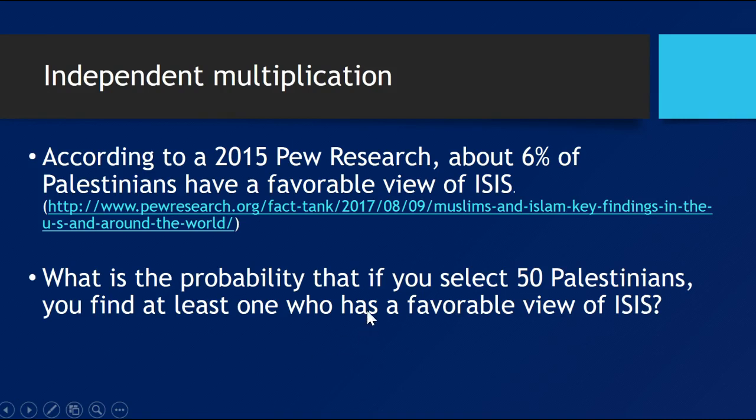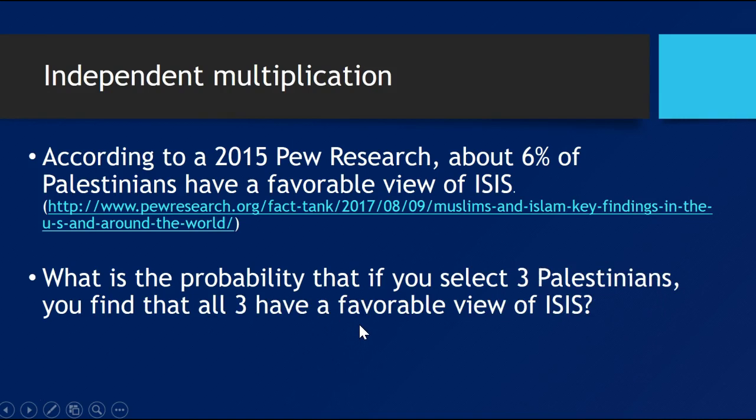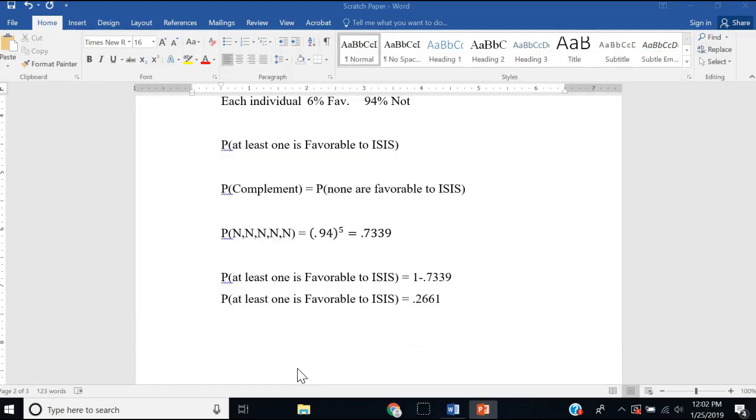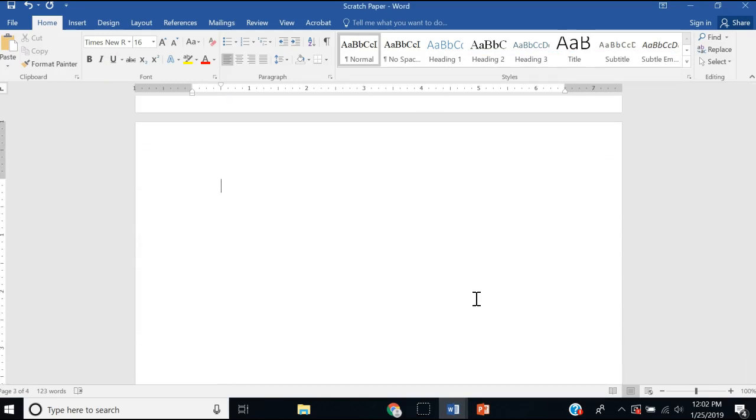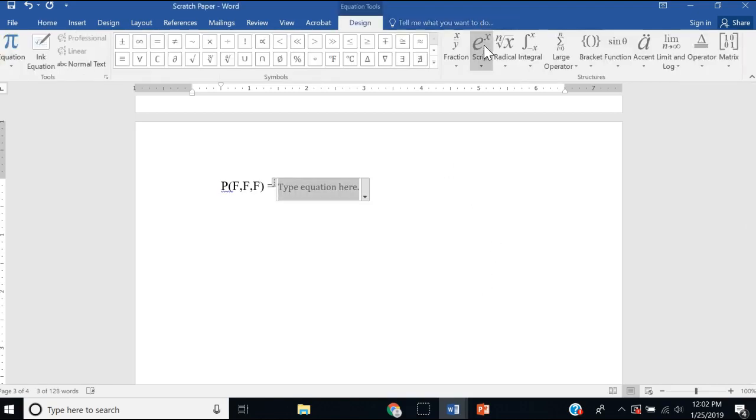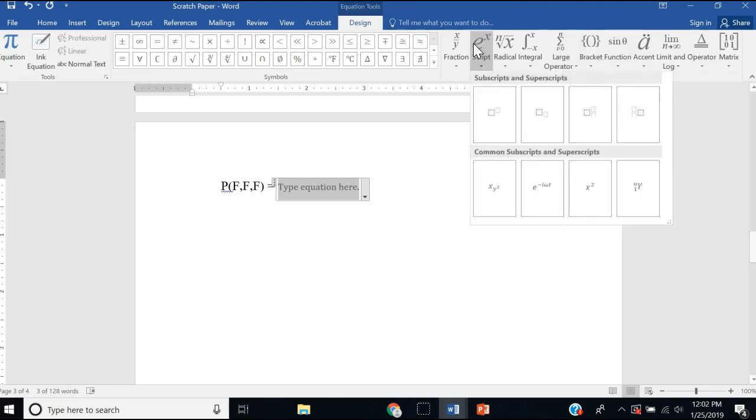All right, so let me start with the first one, okay? We're doing independent multiplication. I say, what's the probability you pick 3 Palestinians, all 3 of them like ISIS? Let me scroll down to a new page here. What's the probability that all 3 have a favorable view of ISIS? So I go favorable, favorable, favorable, 3 times in a row. So what is that? That's 6%, 6%, 6%, 3 times in a row.